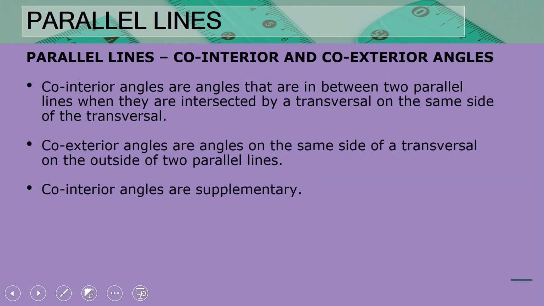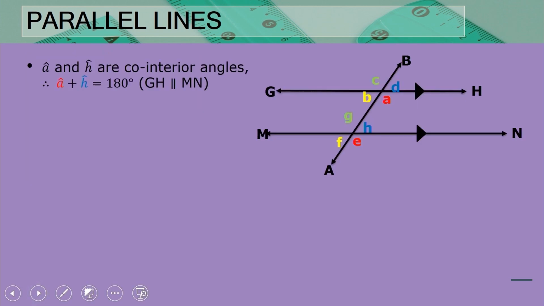What about when we have co-interior angles and co-exterior angles? Now remember, co-interior angles are angles that are in between two parallel lines that are intersected by a transversal on the same side of the transversal. And when it comes to the co-exterior angles, they are also on the same side of a transversal, but they are outside the two parallel lines. And co-interior angles are supplementary as well as co-exterior angles. And remember what supplementary means? It means that they add up to 180 degrees.